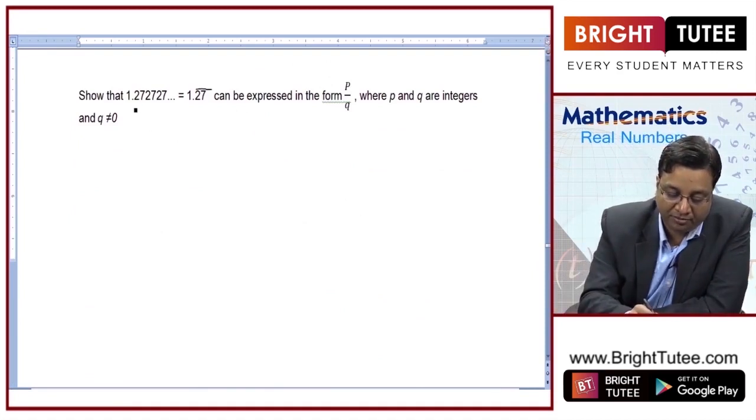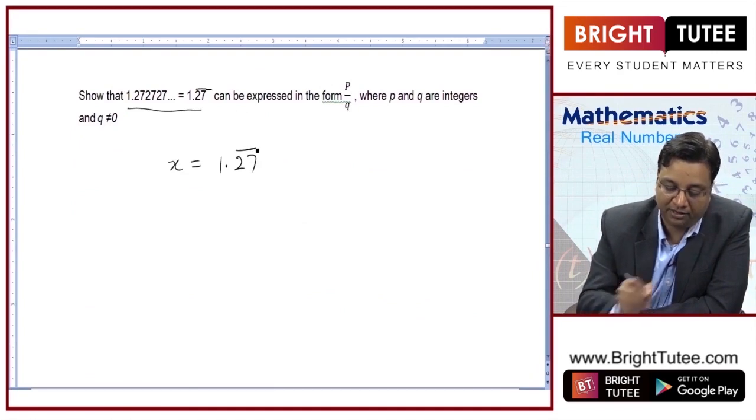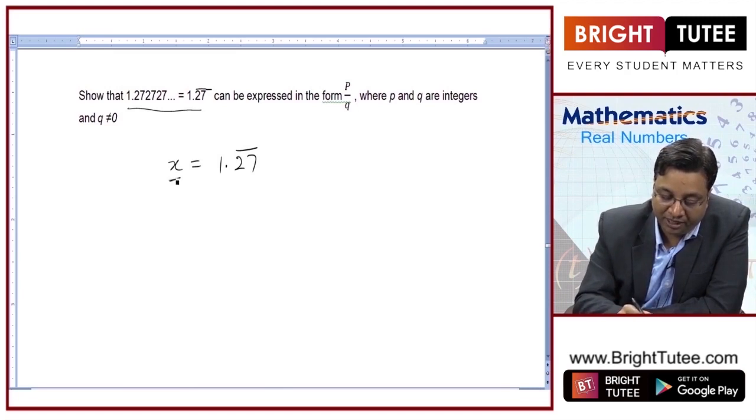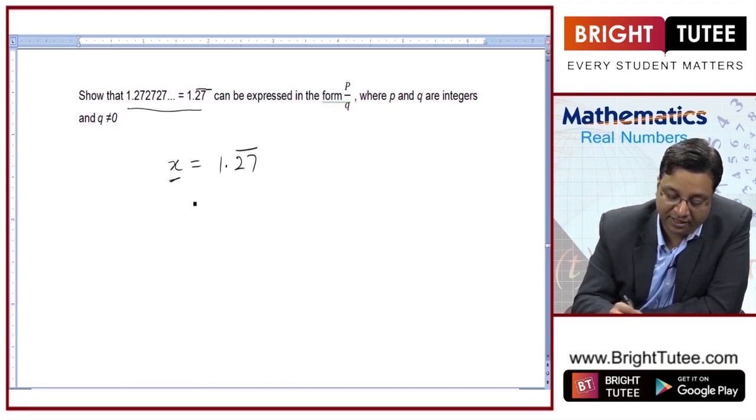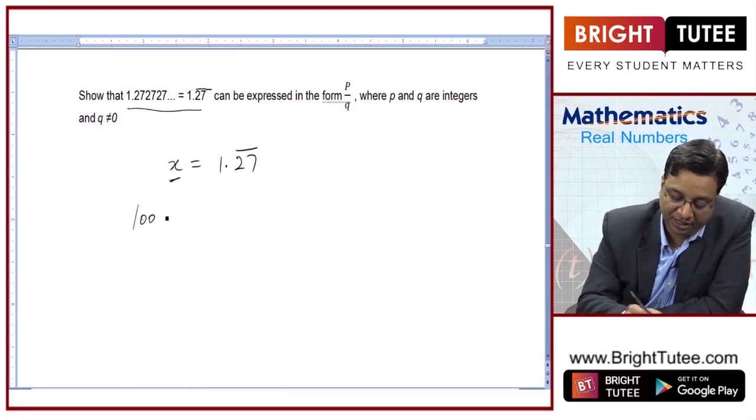Now let us look at this number. We will again assume it to be equal to x. So 1.27 bar, let us assume it to be equal to x. Which number should I multiply it with? I need to eliminate 27 here, right? So what I need here is I'll multiply this by 100. Okay, so this number will become 127.27 bar.